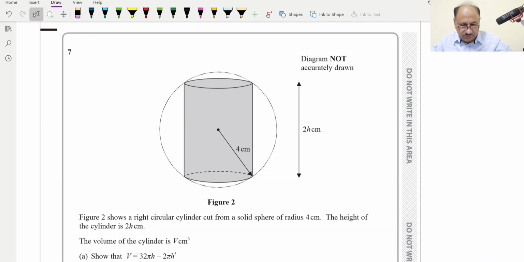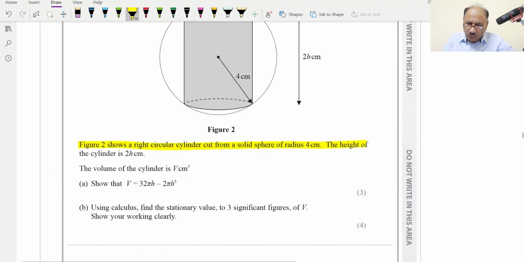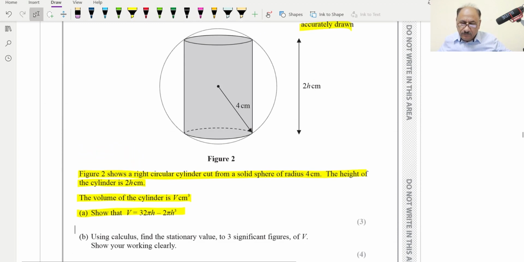Question number 7 says this is a diagram provided which is not accurately drawn. Figure 2 shows a right circular cylinder cut from a solid sphere of radius 4. The height of the cylinder is 2h. The volume of the cylinder is v centimeter cube. Show that this is equal to this. So what we can do, first of all, we can complete this drawing. Basically, we can extend this line over here, and we can complete this triangle like this.